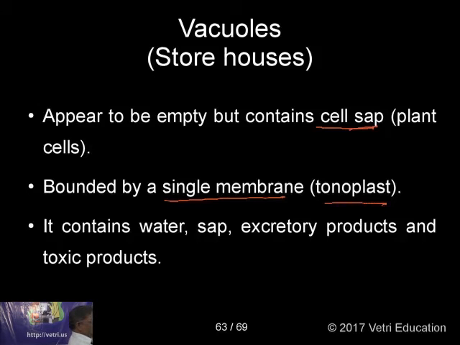Remember, this is also a very important point. Sometimes you may be asked. The outer layer of the vacuole is called the tonoplast. It contains water, sap, excretory products, and toxic products are also found in the vacuoles.